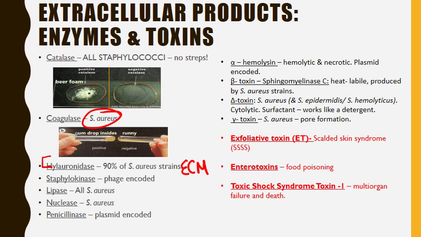It has a staphylokinase that is phage encoded, so that means it got it from a bacteriophage. Once again, this one's just going to digest fibrin clots. So this one digests clots, this one makes clots. Its production is dependent on the presence of the phage because it is phage encoded.